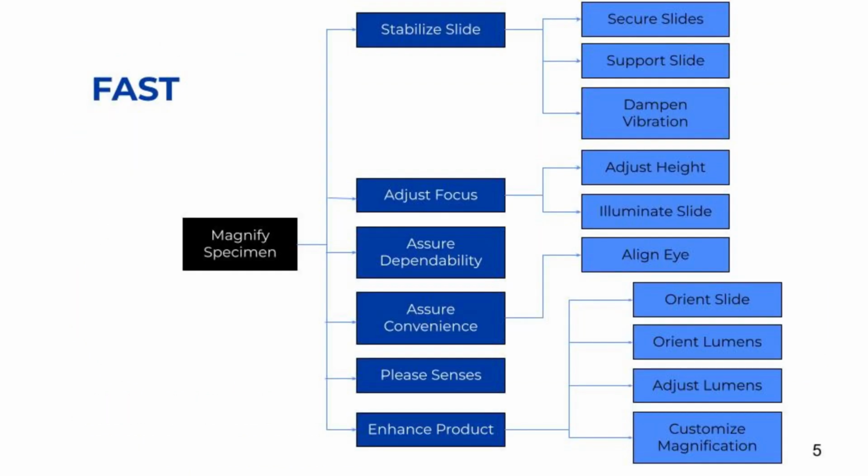Let's talk about the FAST diagram. The main purpose of the microscope is to magnify specimen, followed by stabilizing slide, adjusting focus, assuring dependability, assuring convenience, pleasing senses, and enhancing product. Left to right, it explains how to use the product. Right to left, it explains why. The FAST diagram is shown below.